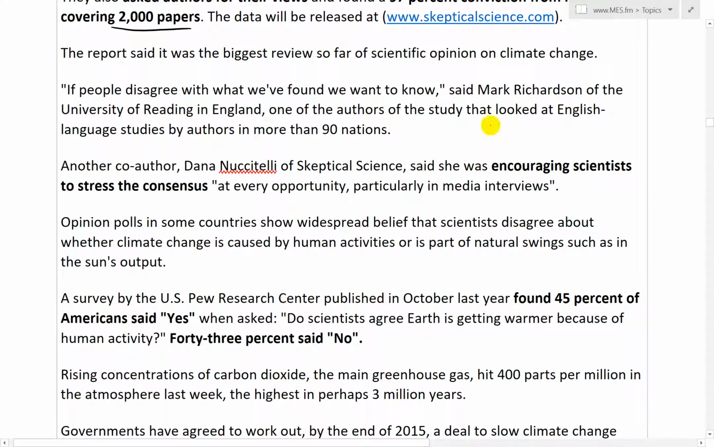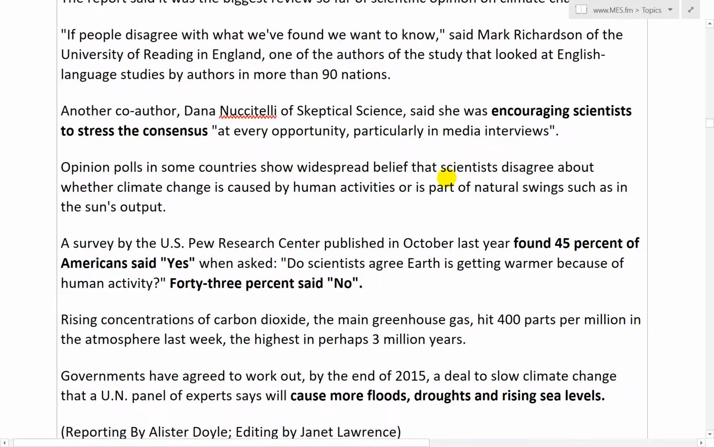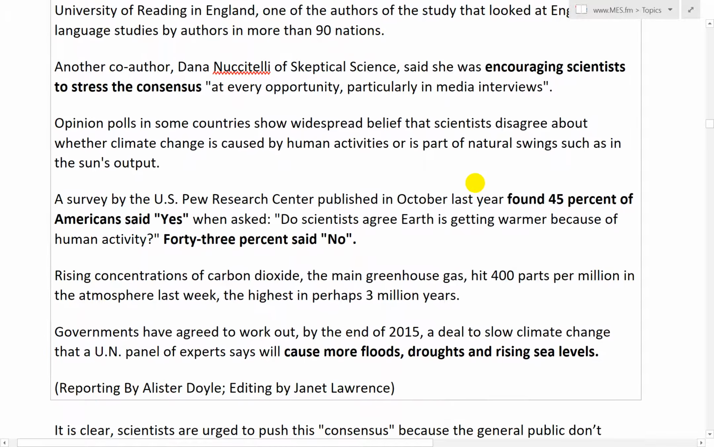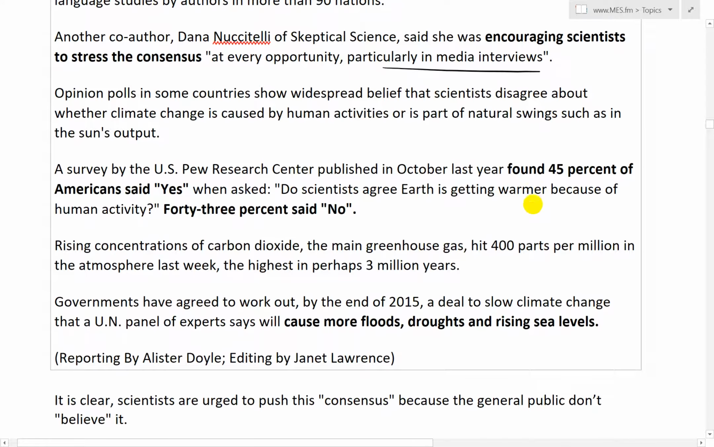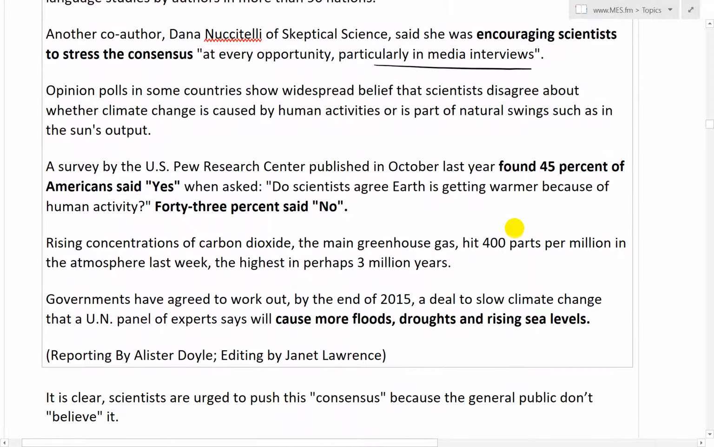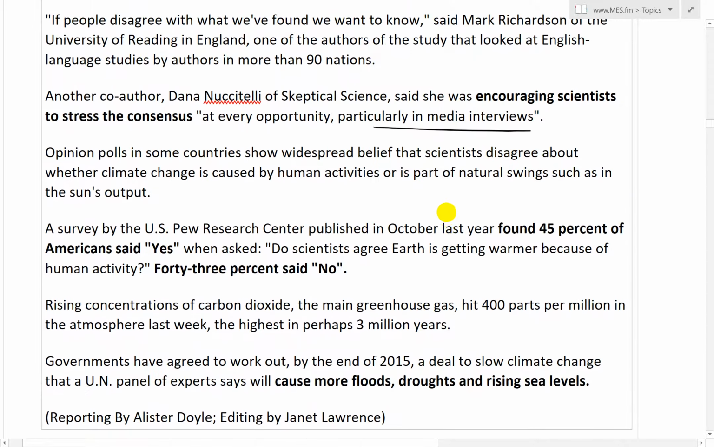in England, one of the authors of the study that looked at English language studies by authors in more than 90 nations. Another co-author, Dana Nuccitelli of Skeptical Science, said she was encouraging scientists to stress the consensus at every opportunity, particularly in media interviews. So again, it's trying to push this consensus as opposed to actual facts.